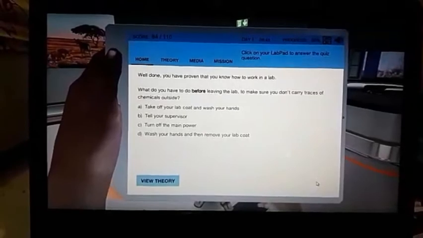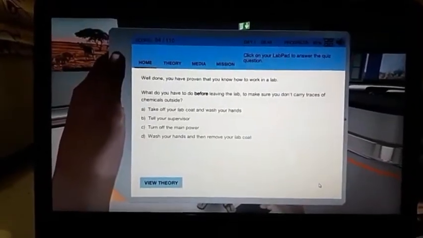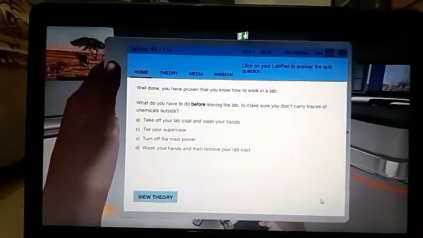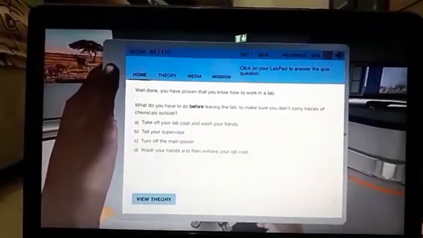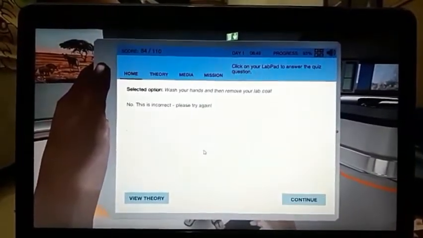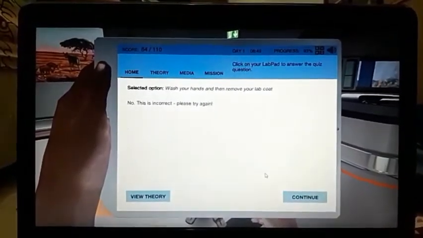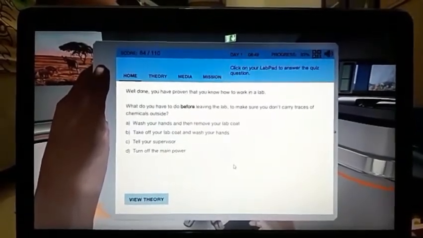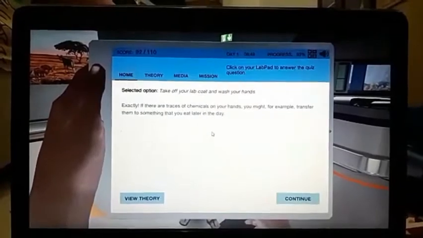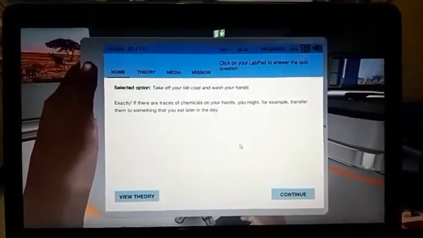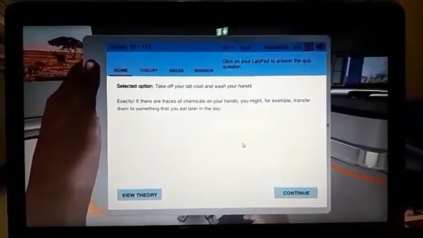What do you have to do before leaving the lab, to make sure you don't carry traces of chemicals outside? No, this is incorrect. Please try again. Exactly. If there are traces of chemicals in your hands, you might, for example, transfer them to something that you eat later in the day.